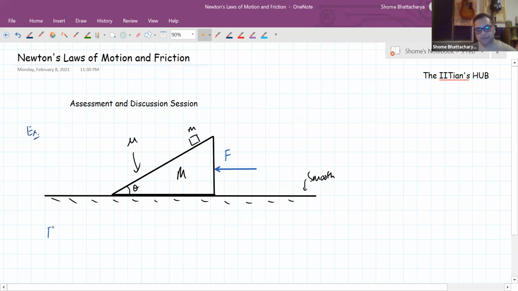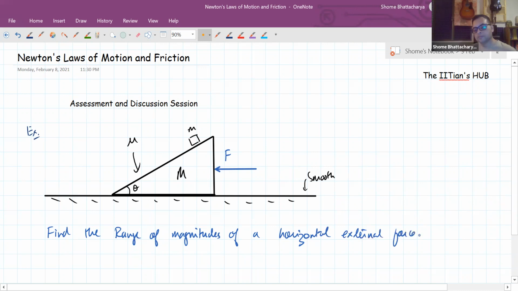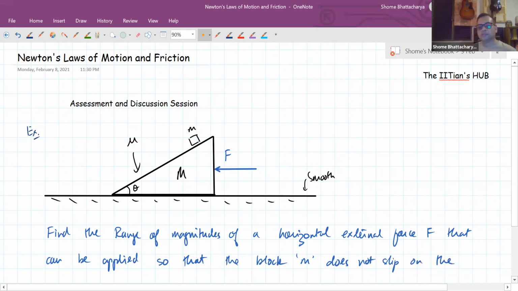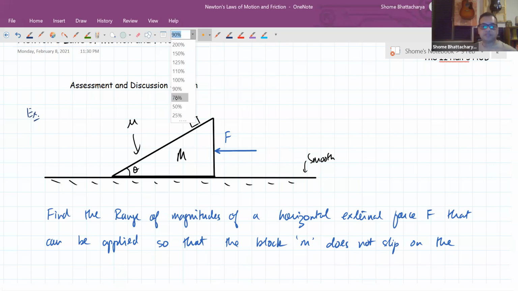So we have to find the range of values, or the range of magnitude, of a horizontal external force that can be applied, okay, so that the block of mass small m does not slip on the wedge capital M surface.